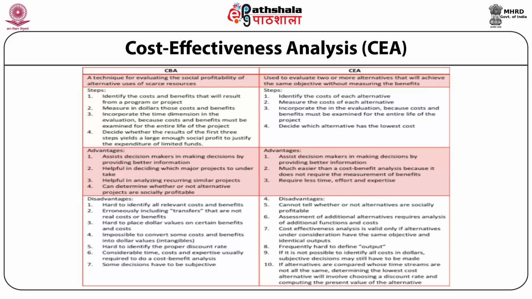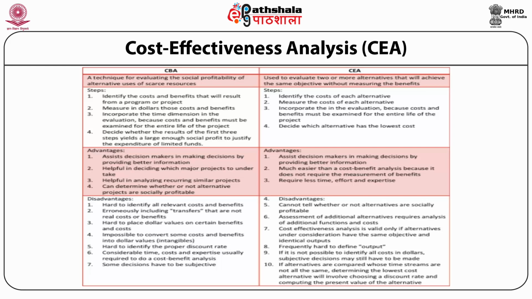CBA. Now what are the CEA steps, or cost effective analysis steps? Number one, identify the costs of each alternative, measure the costs of each alternative, and incorporate the time dimension in the evaluation, because costs and benefits must be examined for the entire life of the project. That is also a step which we can see under CBA. Decide which alternative has the lowest cost and go for that.